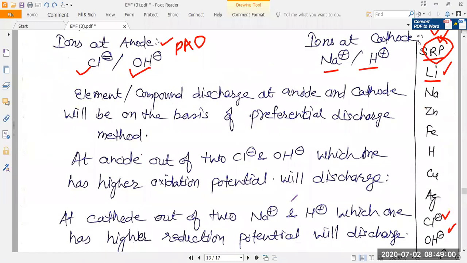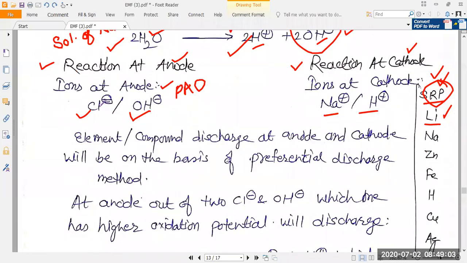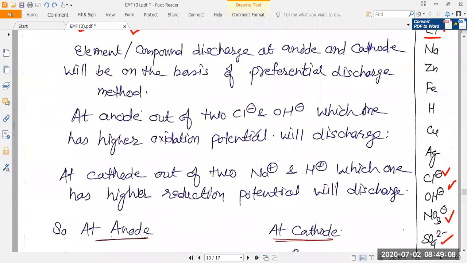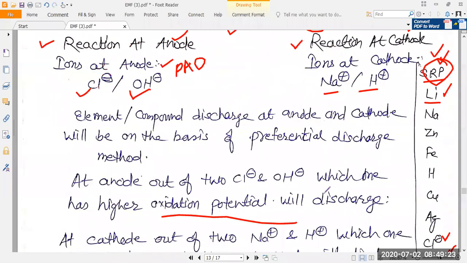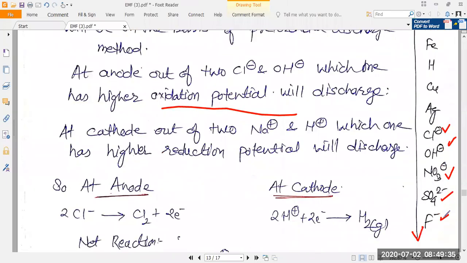At the anode, two ions are present, chloride ion and hydroxyl ion. The one which has higher oxidation potential will discharge. Out of the two, chloride and hydroxyl ion, the ion which has more oxidation potential will discharge. Here in the SRP values, this goes from the least reduction potential to higher reduction potential.